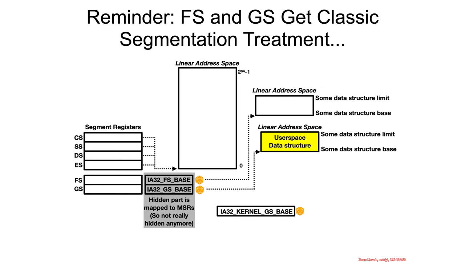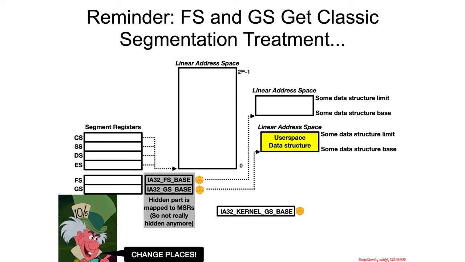So back to this picture from before, we saw that the normal segment register is pointed at a giant space, but we saw that FS and GS are still treated like the original way segmentation worked and can point at some arbitrary starting linear address. We saw that the hidden portion was mapped to the MSRs, FS base and GS base, and now we're introducing this MSR, kernel GS base. So when the system is running along in user space, the OS may or may not choose to put some data structure referenced from GS base, and we'll see that Windows does actually decide to put some data structure there.